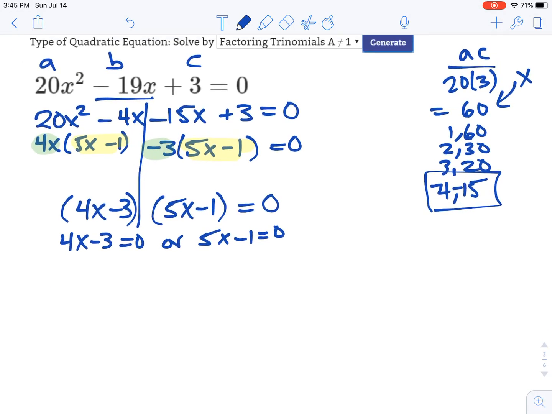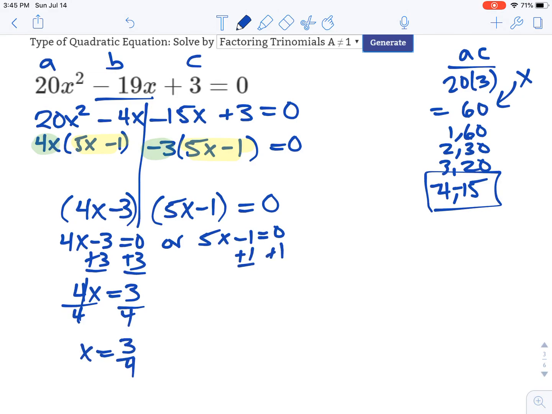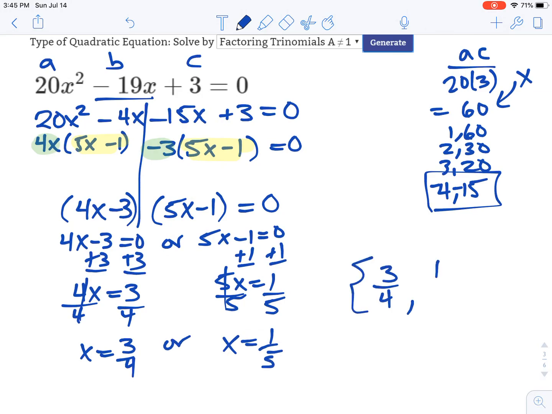This would be a little two-step. They're both two steps. This would be 4x equals 3, divided by 4. x is 3/4. Or plus 1, plus 1. 5x is 1. So x has to be 1/5. So those are our two options there for x. x can be 3/4, or x can be 1/5.